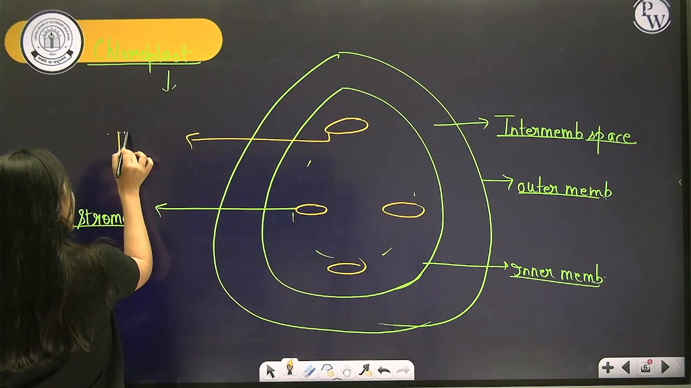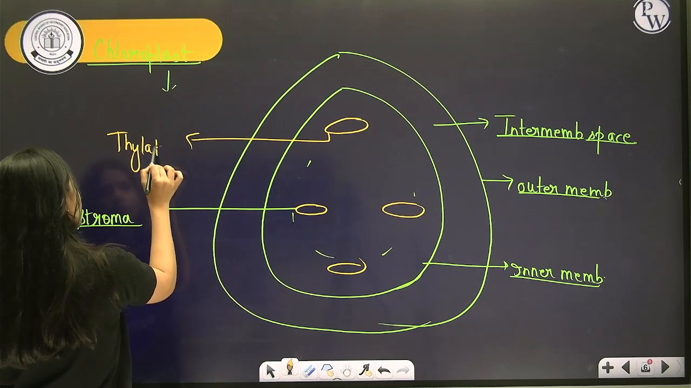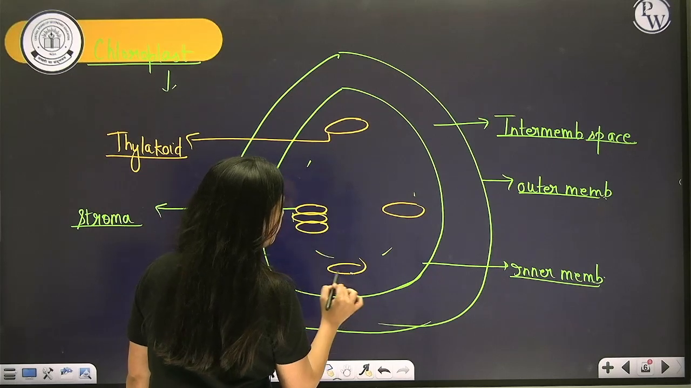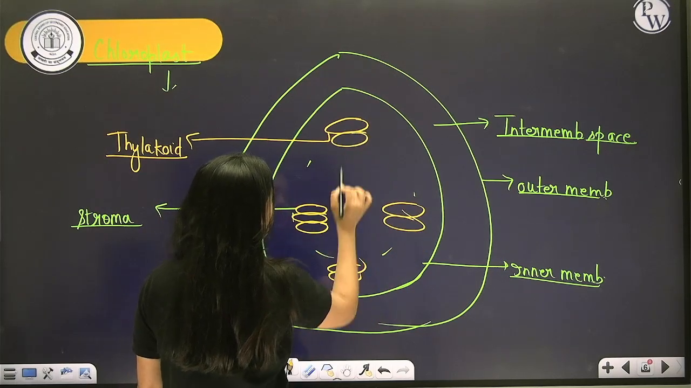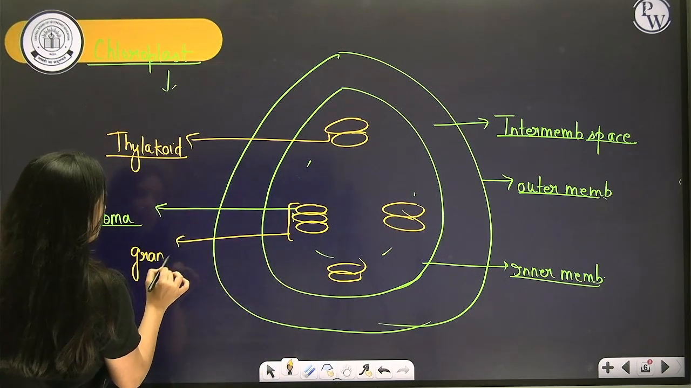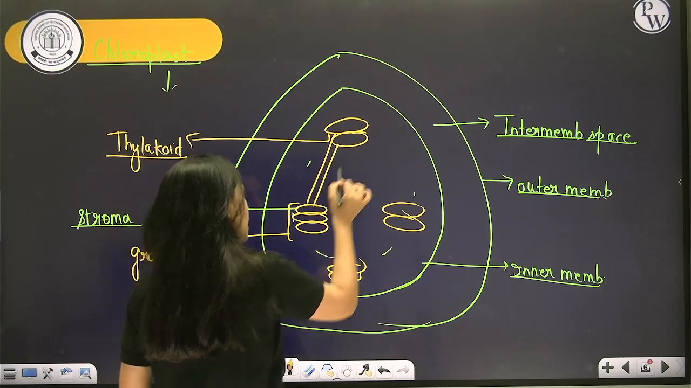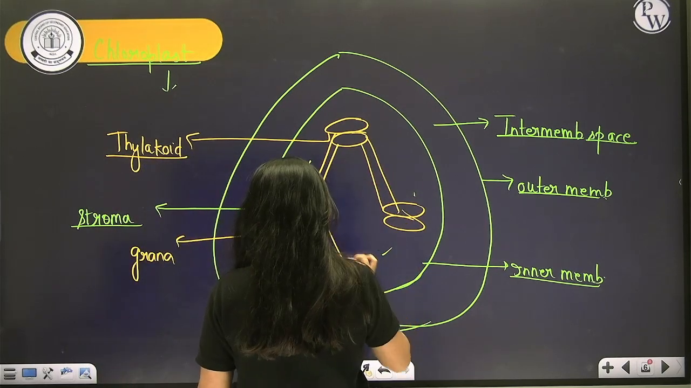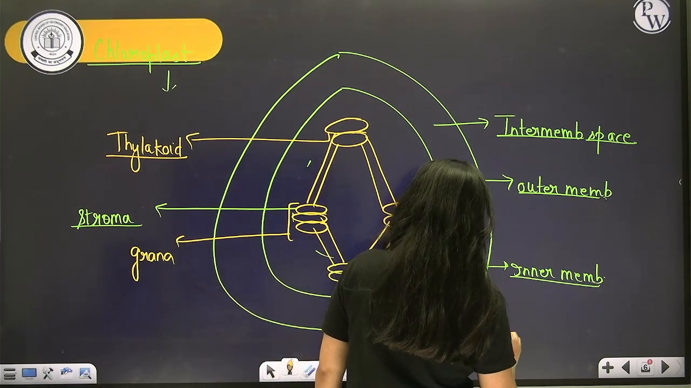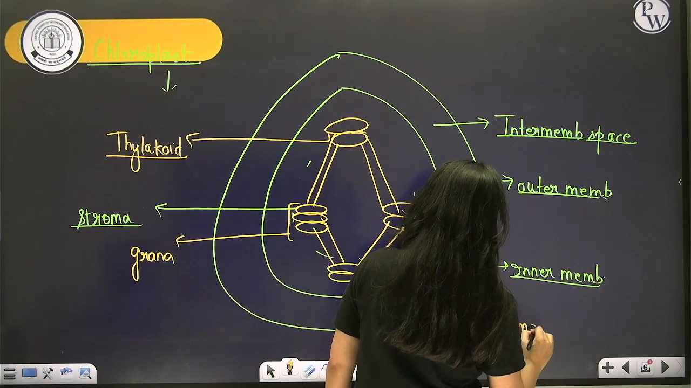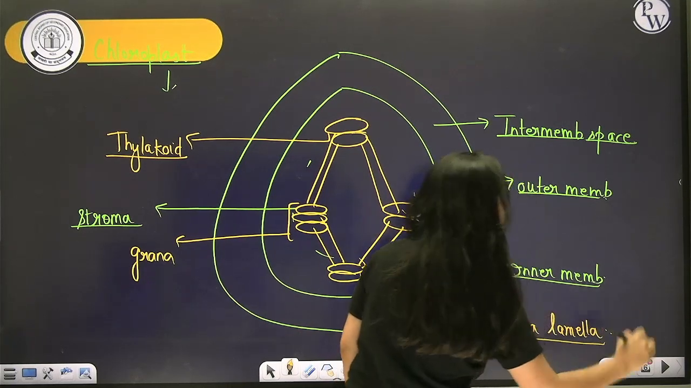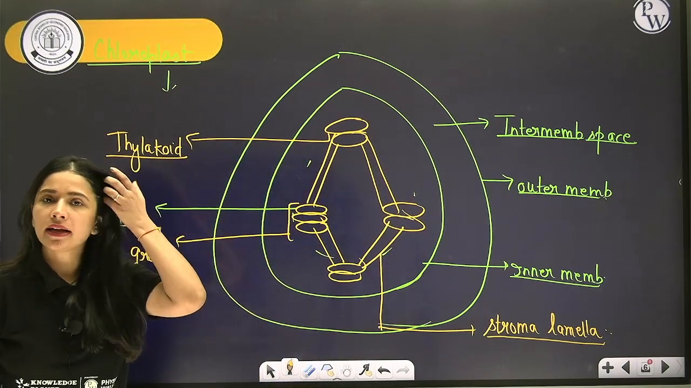Now, this stroma consists of coin-shaped, disc-shaped, flattened structures called thylakoids. Correct? Now, thylakoids are present in the form of piles, heaps, one above the other. A heap is known as grana, which are interconnected to each other. Right? They are interconnected with the help of stroma lamella, also called fret channels.